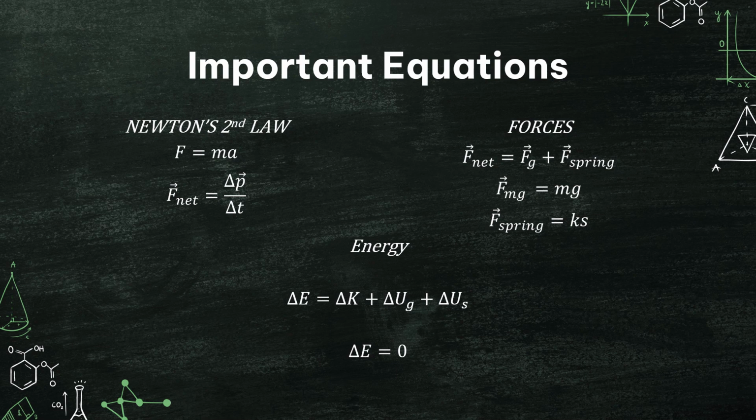In this lab, the system is the mass, spring, and Earth, and there are no surroundings. Since the change in energy of the system is equal to the work done by the surroundings, the total change in energy should be 0.